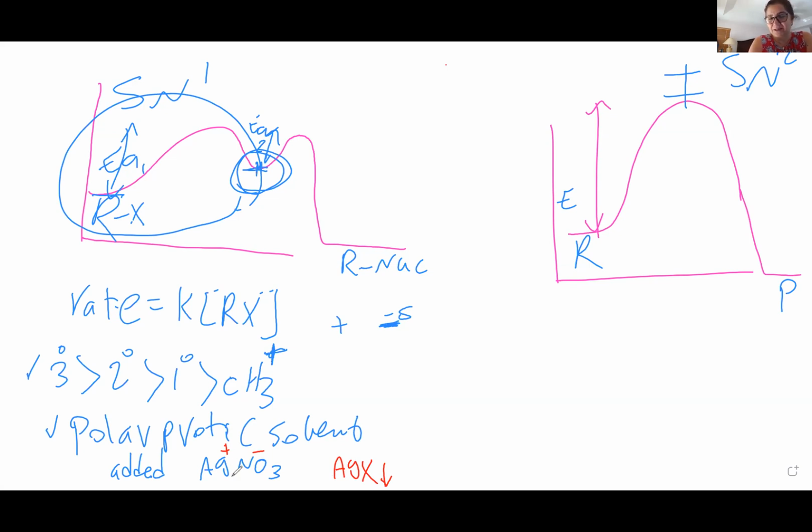So this is kind of an extreme case of how solvent affects the rate of the SN1 reaction. Nitrate is going to stabilize the carbocation. Silver is going to remove the halide that was the leaving group and promote the reaction, or make the reaction go faster. So these are the factors that can affect the SN1 mechanism.